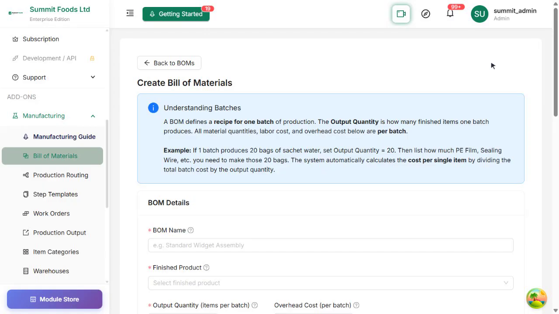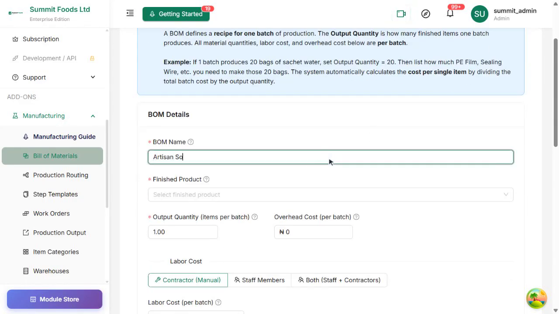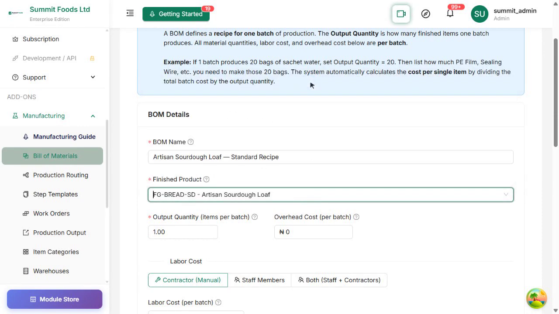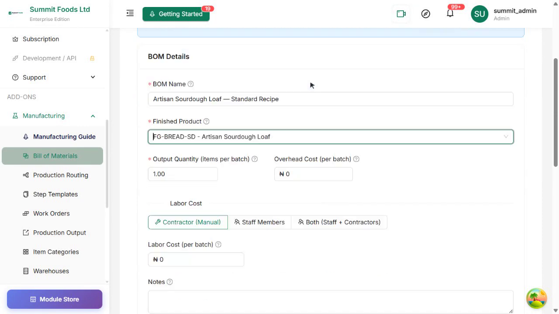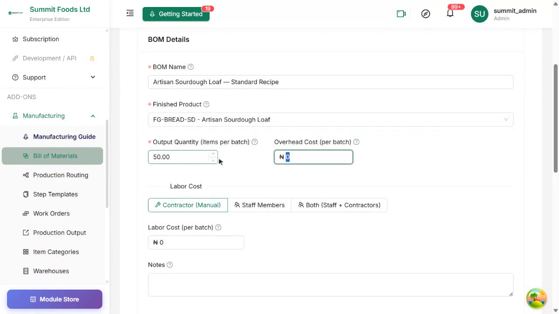Let us build the recipe for our sourdough loaf. We name the recipe and choose the finished product it makes, our artisan sourdough loaf. One batch makes 50 loaves, so we set the output quantity to 50. Everything below is the cost to make those 50. We add a factory overhead of 3,000 naira a batch for power, gas, and rent.